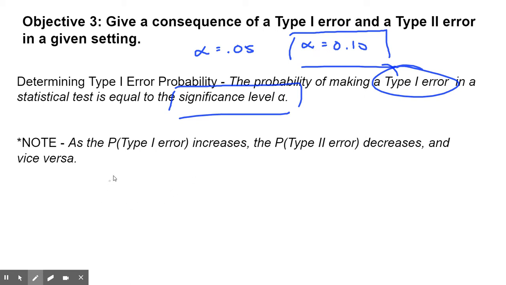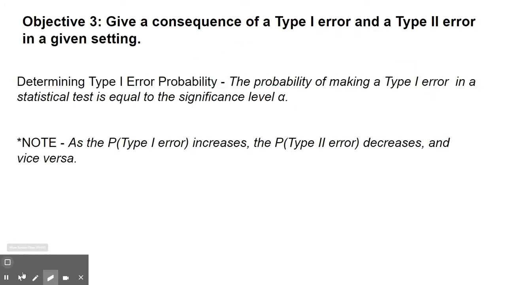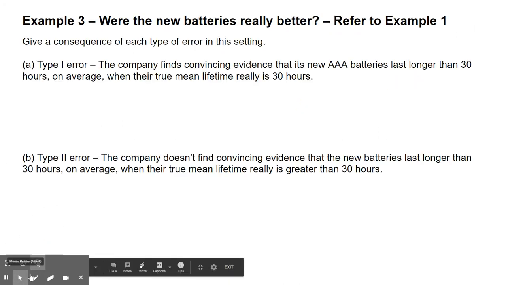All right. And again, you should understand that your type 1 error and type 2 error are linked by that alpha value. As the type 1 error probability increases, the type 2 error probability decreases, because you either reject the null or you fail to reject the null. So that alpha value is very important. All right, let's see what we got.